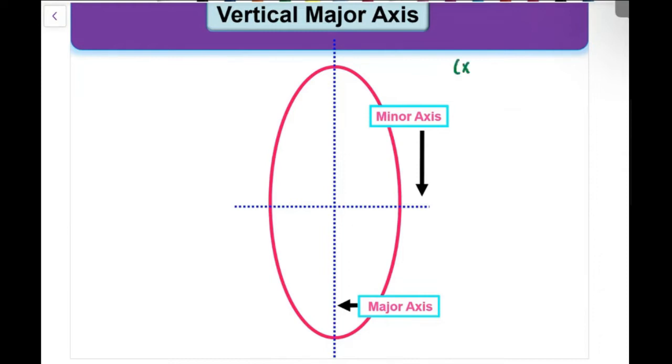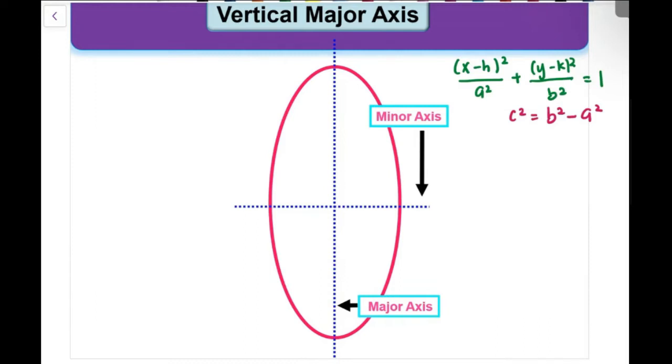Standard equation takkan berubah, x minus h squared over a squared plus y minus k squared over b squared equal to 1. But in this case, B would be major. B yang akan jadi paksi yang major. So, B yang akan jadi lagi panjang. Sebab B yang lagi panjang, in order to find C, it would be B squared minus A squared. Dia jadi terbalik kat situ. Siapa yang panjang, tolak pendek. Kedudukan A dengan B takkan berubah.